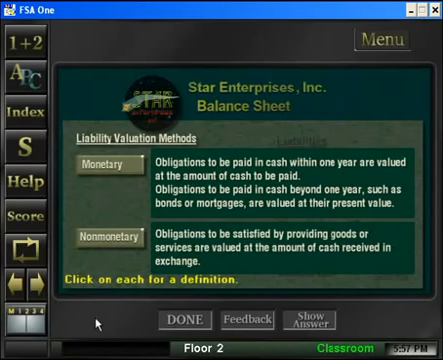Some liabilities are satisfied by providing goods or services to customers and are therefore non-monetary. These arise because the firm has already been paid for the goods and services and has an unsatisfied obligation. On the balance sheet, these liabilities are valued at the amount of cash previously received.